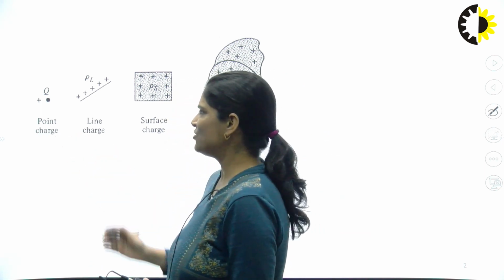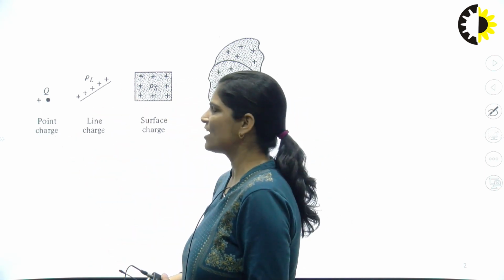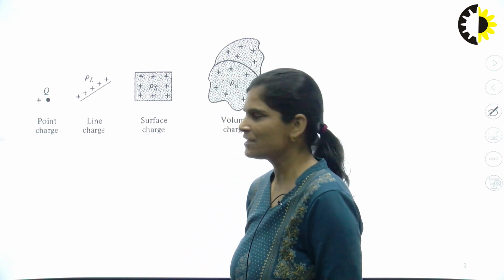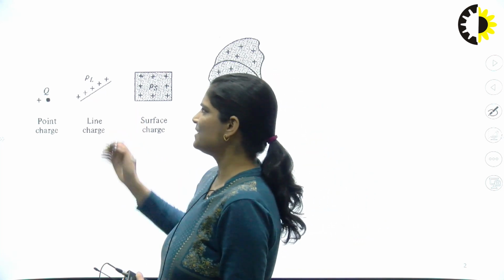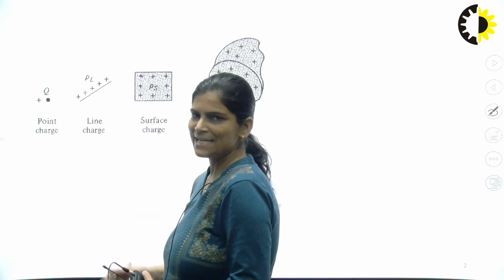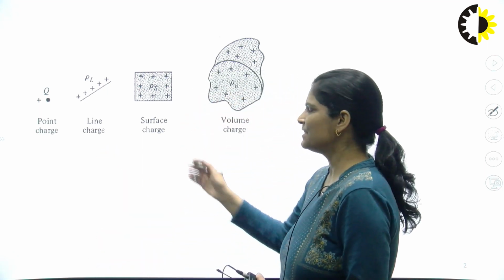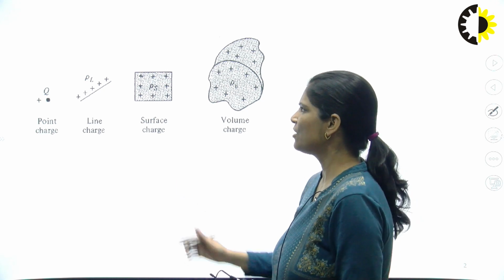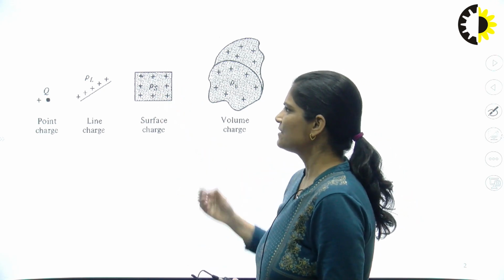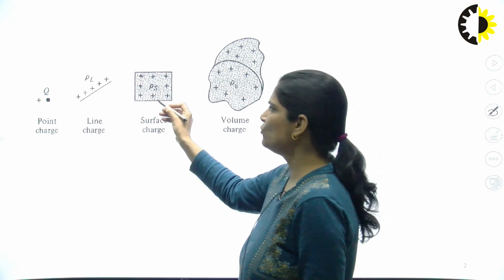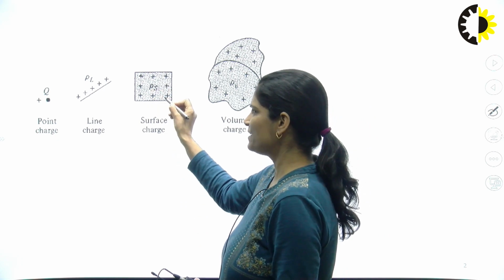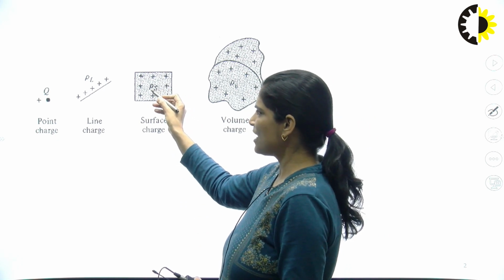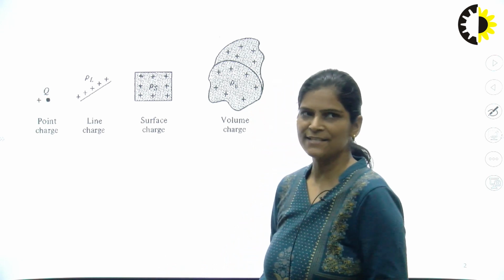Second case is line charge. Let there be a line, and charge is uniformly distributed on this line with charge density rho L. So, this is line charge. The third one is surface charge. This is the surface, and charge is uniformly distributed on this surface, and charge density is represented as rho S in the surface charge case.